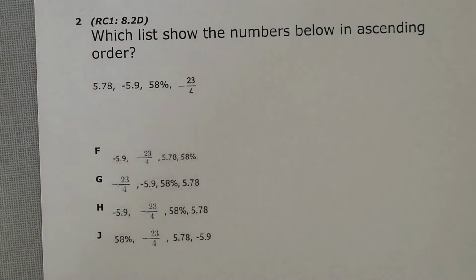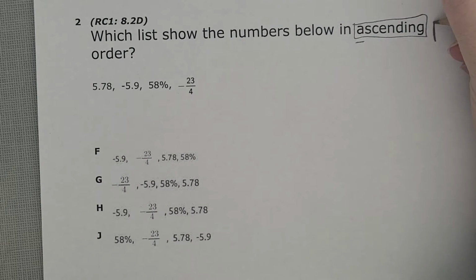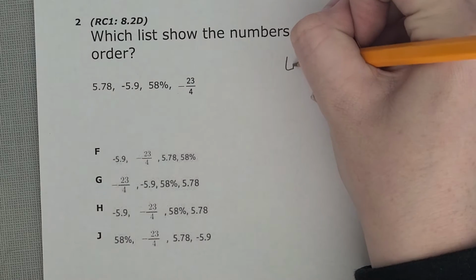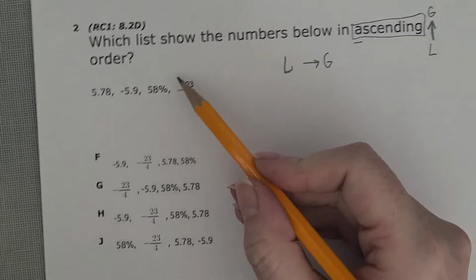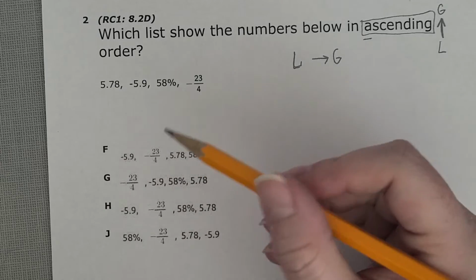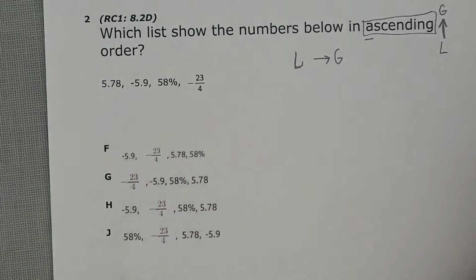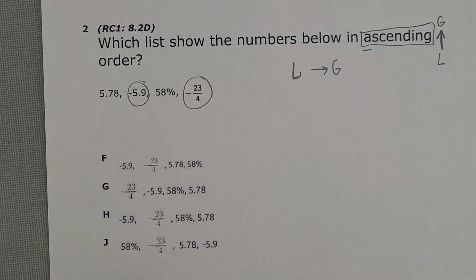Number 2 said, which list shows the numbers below in ascending order? Okay. Ascending tells me that we're going to be going up, meaning from bottom to top, least to greatest. All right. First things first, you need to get all of these into their decimal form, line them up, and then we can compare. Do note when you have negatives, you're going to have to pull those out separate.